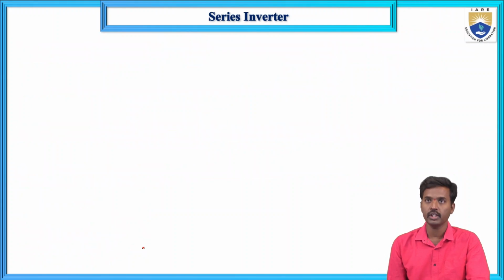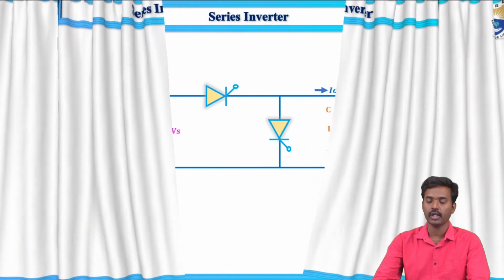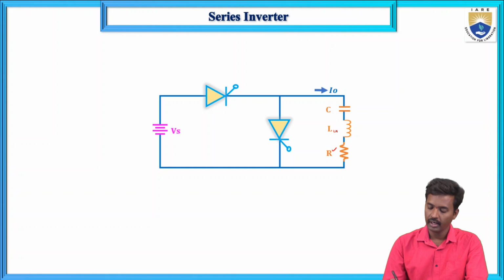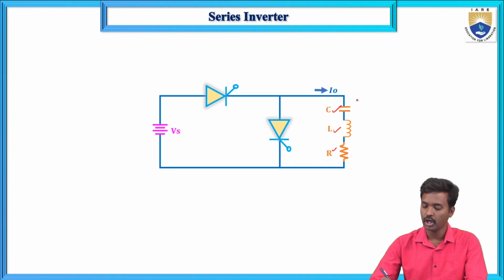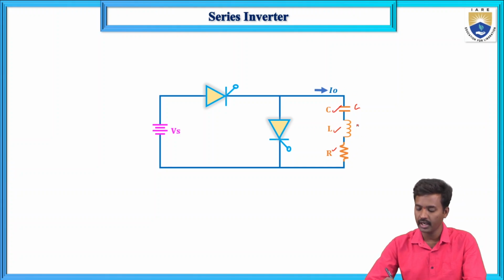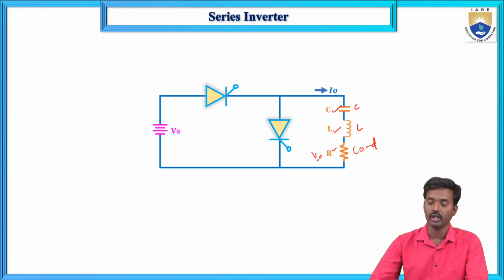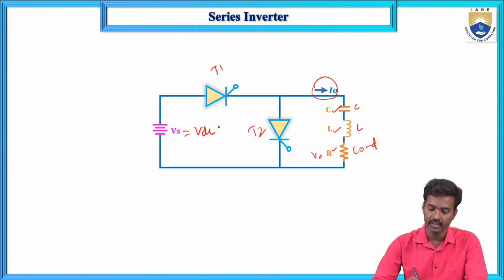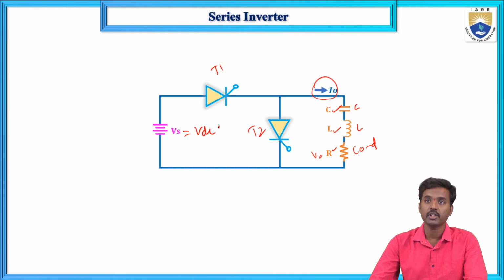Now if you see the circuit diagram, this is the circuit diagram of the series inverter. First, R, L and C are connected in series. The commutating components L and C are connected in series with the load. Here we can see V0, and this is the output current. In the series case, the same current flows through each element R, L, C, and this is thyristor T1 and this is thyristor T2. This is VDC.